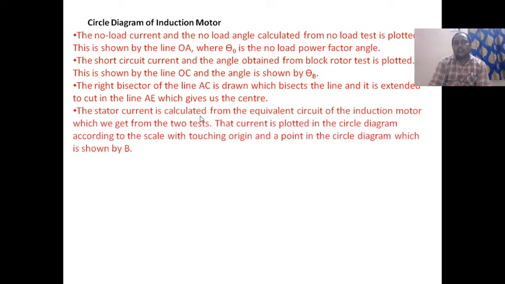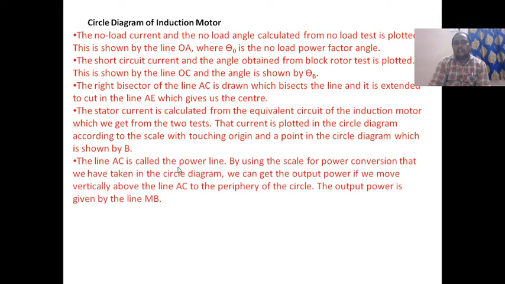The stator current is calculated from the equivalent circuit of the induction motor, which we get from the two tests. That current is plotted in the circle diagram according to the scale, touching the origin and a point in the circle diagram which is shown by D.